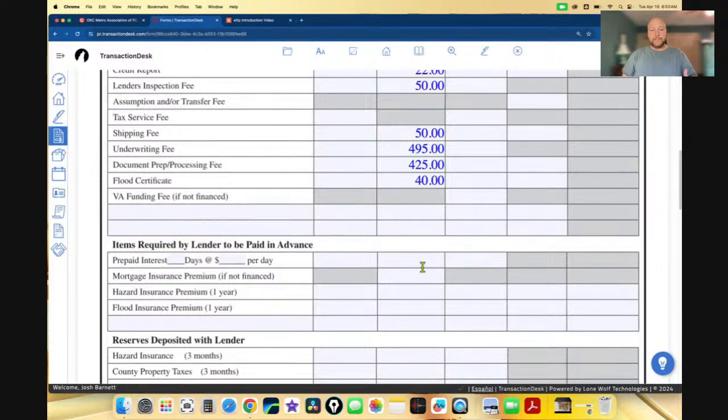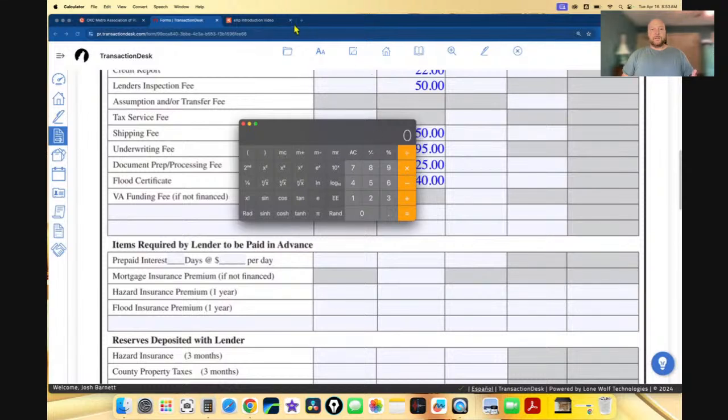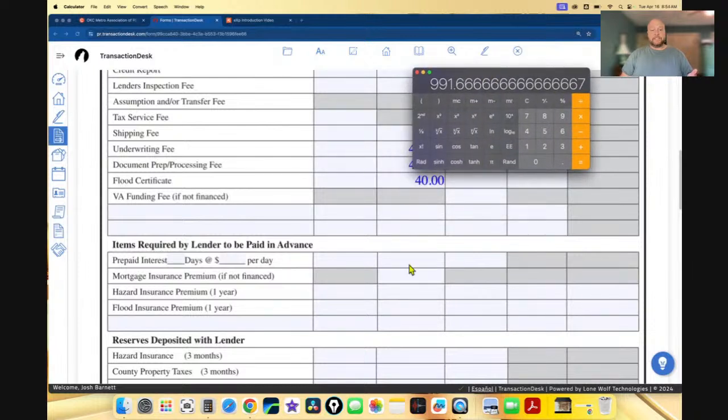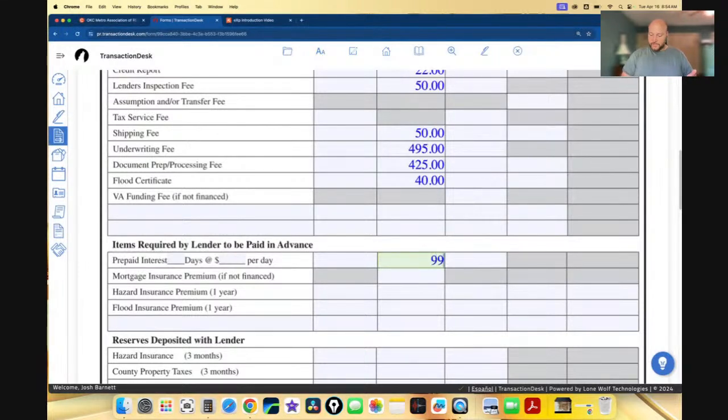Questions on that? Okay. Prepaid interest. I always put 30 days' worth of prepaid interest on there, guys. So right now, depending on what the interweb says, interest rates are at, I'm going to use 7% as an example. So a $170,000 loan times 0.07 means you're going to have interest of almost $12,000 per year. Then I'm going to divide that by 12, and that gives me $991.67 worth of 30 days' interest. So 991.67, and I just put 30 days right there.